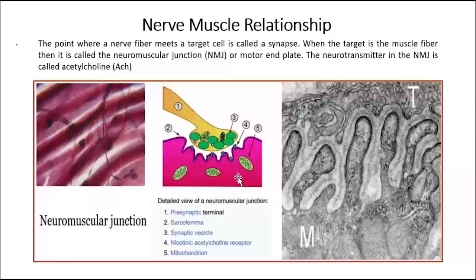Why? Because the nerve has a neurotransmitter, and the muscle has a receptor for that neurotransmitter. What is the name of the neurotransmitter? Acetylcholine. And the receptors are called nicotinic receptors.